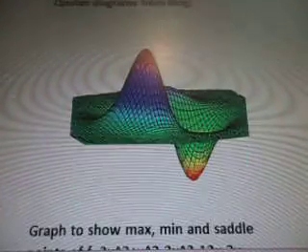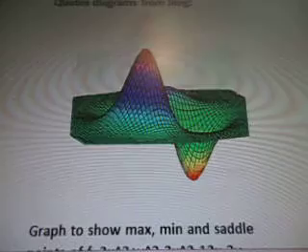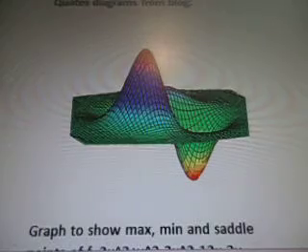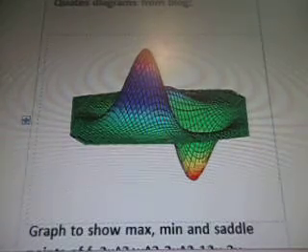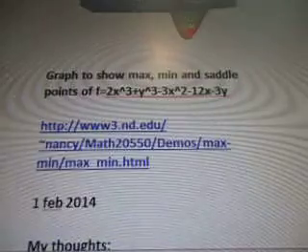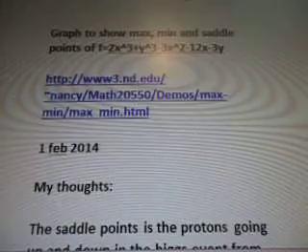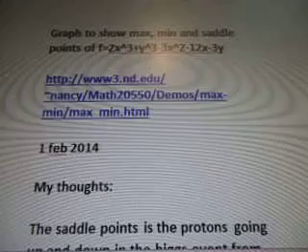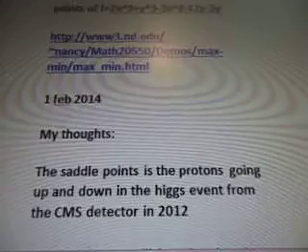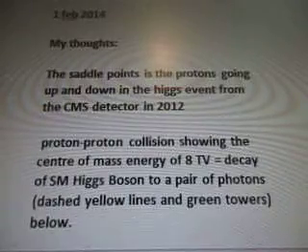Quotes and diagrams are from a blog. So we're going to look at this diagram, see how a signal goes up and a signal goes down and how it kind of curves right there. So graph to show max, minimum, and saddle points of that equation. And that's from www.3.nd.edu.